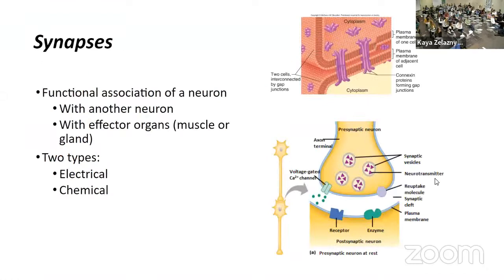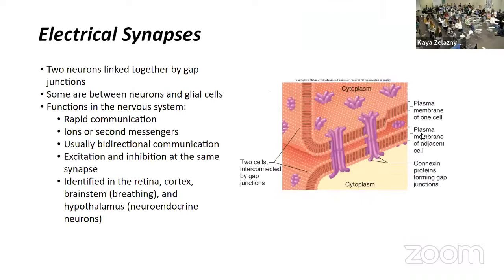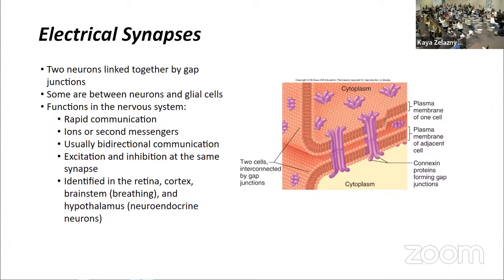When we're talking about these synapses, we're talking about the function of one neuron, or presynaptic neuron, being associated with the function and signaling of another neuron. Or, if we're out in our peripheral nervous system, with a muscle or a gland. So here we see pictures of our electrical synapses up on top versus our chemical synapses on bottom. Chemical synapses is what we're going to focus on more. But zooming in on that electrical synapse, we can exclude this from our further discussion.